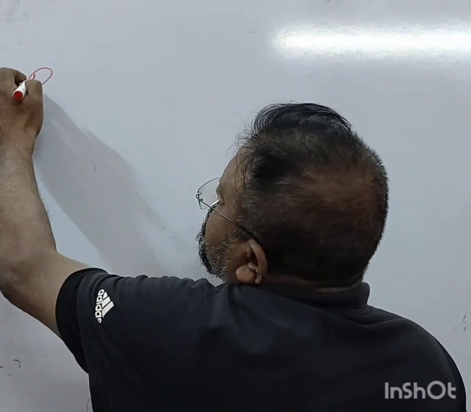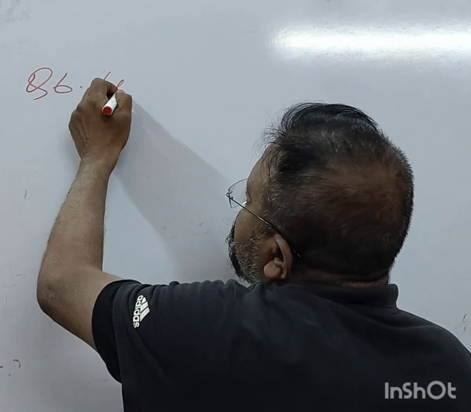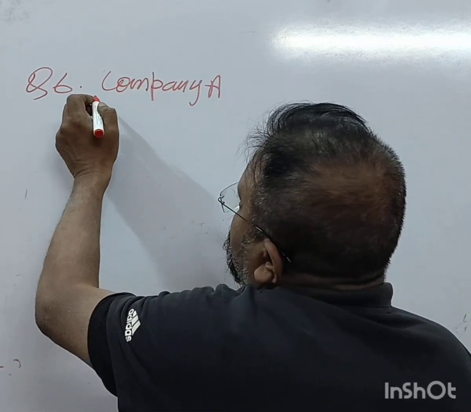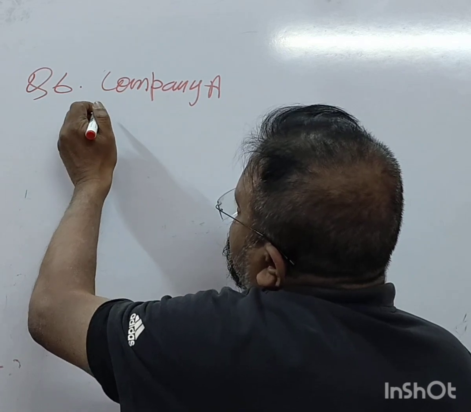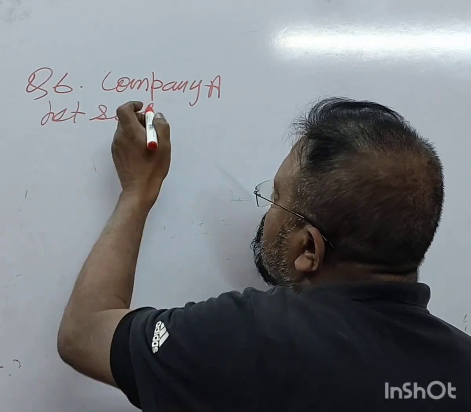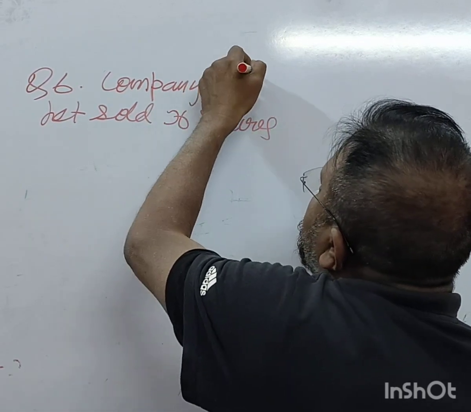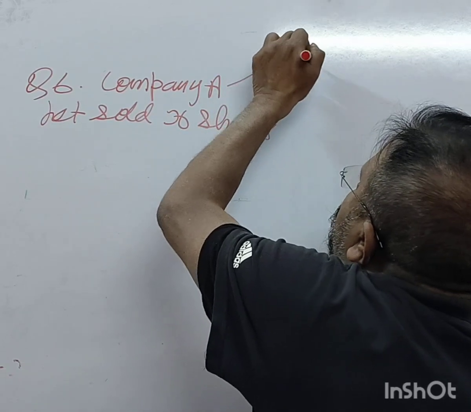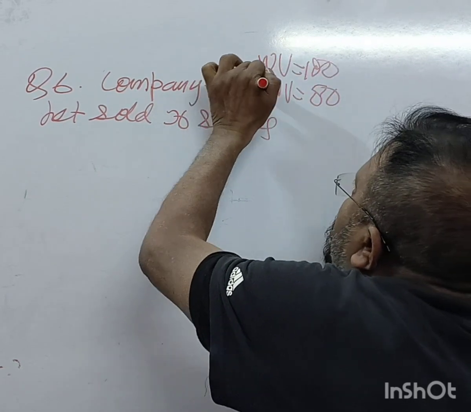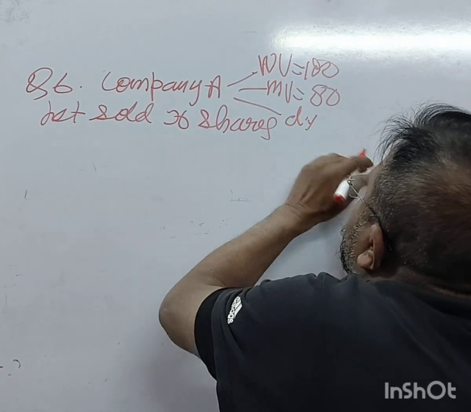Question number 6. Company A sold X shares, and company A is providing NV is equal to 100, MV is rupees 80, and dividend percent is 10%.